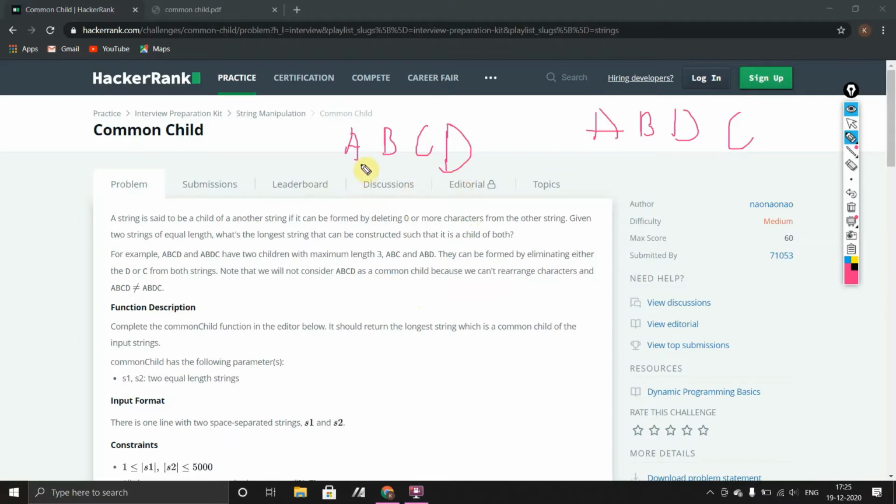In this case the first string has A, B, C, D, and the second string has A, B, D, C. The characters are the same, but still these two strings cannot be considered equal. So what can we do to make them equal? One operation is simply deleting D from here and D from here, then you will get ABC and ABC. One more operation is you can also delete C and C. That will also leave you with AB, AB which are equal, but in this case we have to find the maximum substring. So ABC will be the required answer.